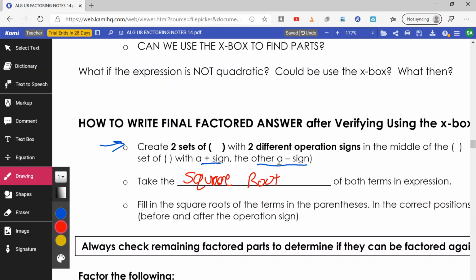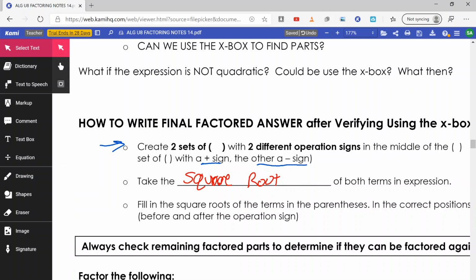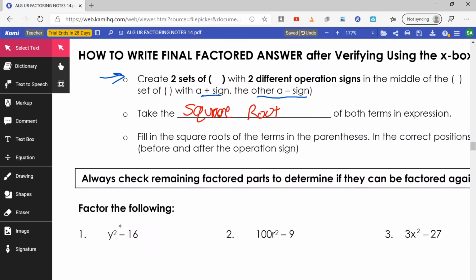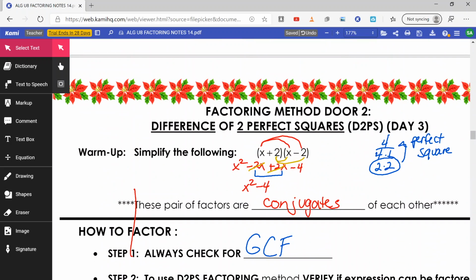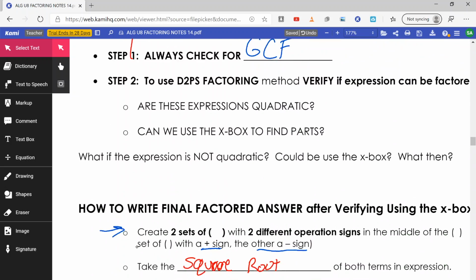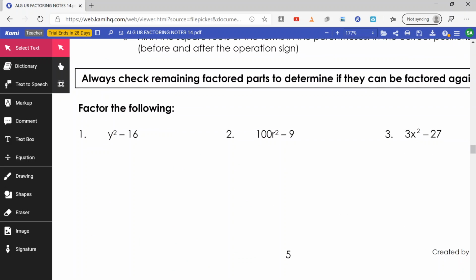items in our expression. And we have to make sure that we put the square root of each item in the same order in our problem. So like up above where in our answer x squared was first, notice x is first in our parentheses. The number was second, so our number will be second in our parentheses. So what does that look like? Well, let's factor a few of these.